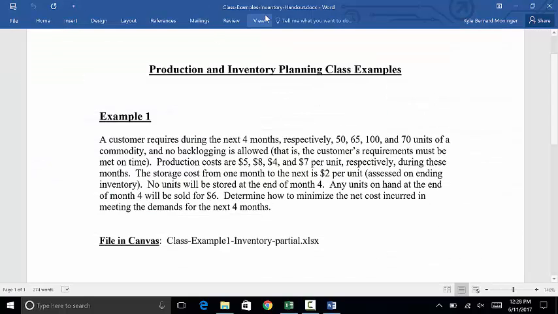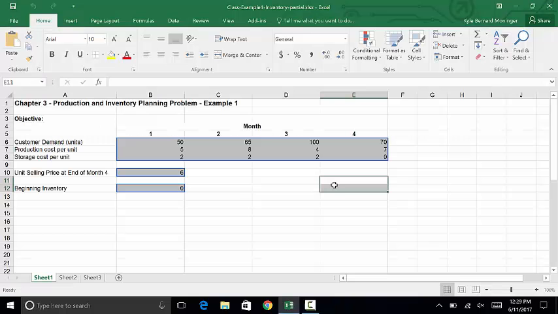On Canvas, open up the class examples inventory handout and read through example 1. This is the one that we're going to start with. The accompanying Excel file is class example 1 inventory partial, and this is what it looks like.